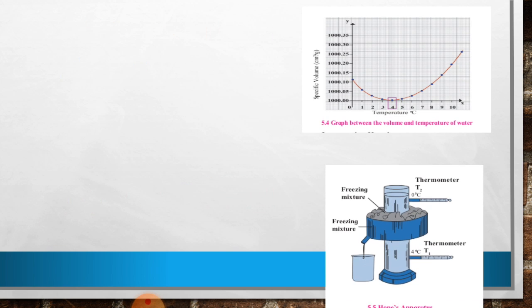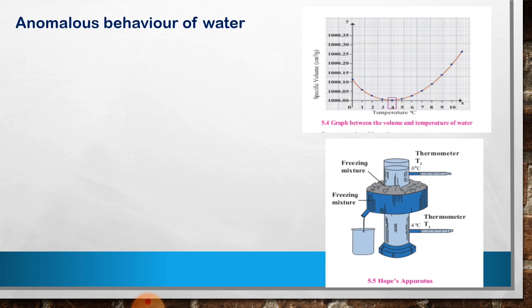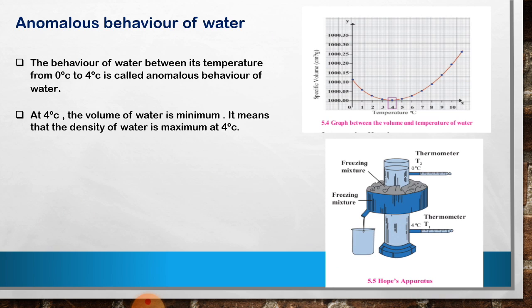Then the very interesting topic, anomalous behavior of water. Here we saw the Hope's apparatus and the graph between the volume and the temperature of water. This graph shows the behavior of water between its temperature from 0 degrees Celsius to 4 degrees Celsius, and this is called the anomalous behavior of water.